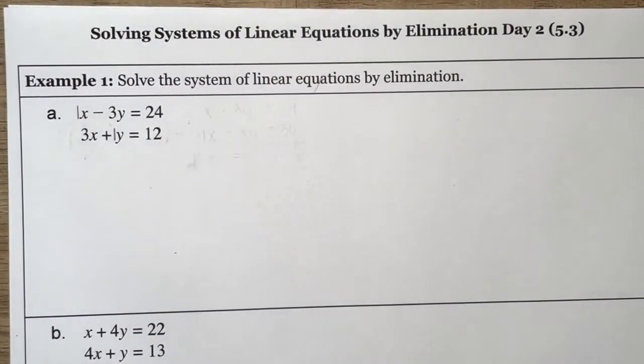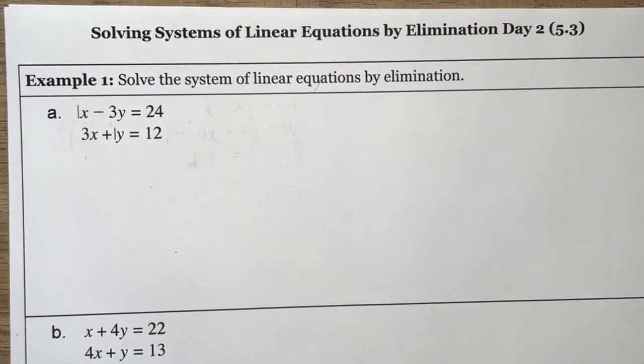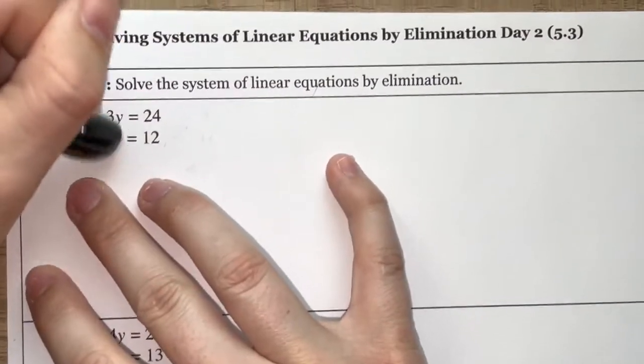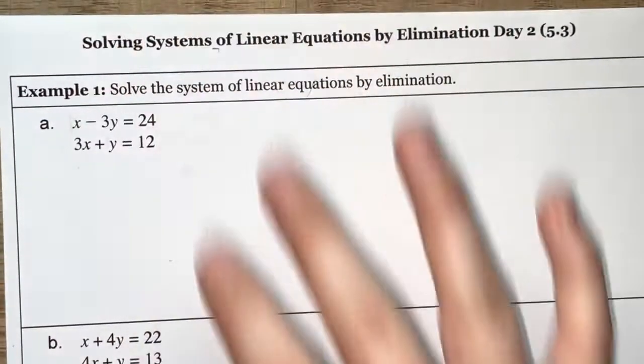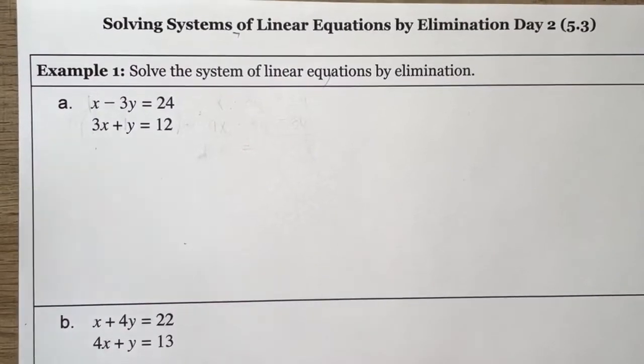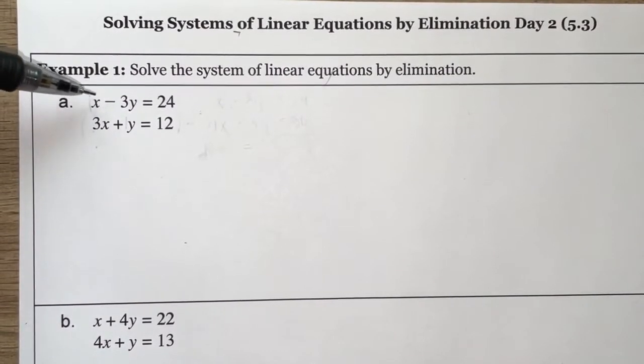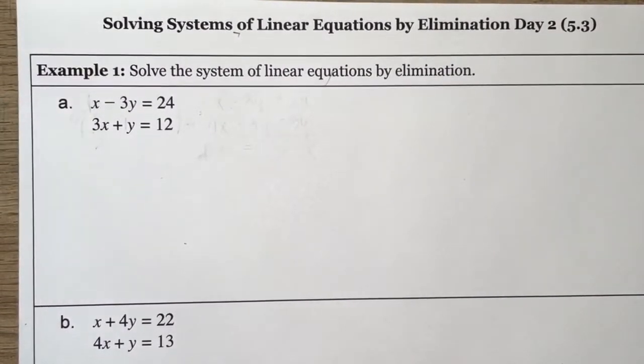We're going to use that same strategy with day 2, but we're not going to be given matching coefficients this time. We'll have to create them. So example 1, solve the system of linear equations by elimination. So if you look at the first example, x minus 3y equals 24 and 3x plus y equals 12.